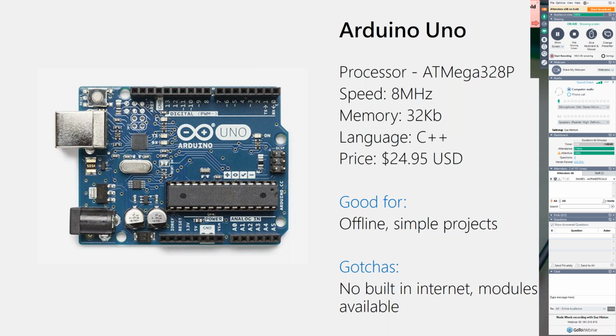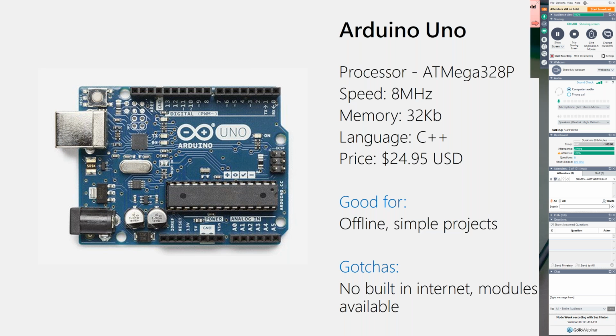So that's great. So what are these particular boards good for? Well, they're good for offline simple projects. You can put them on the internet, but it requires you to buy an additional plug-in module that plugs into the top of it, which is known as a shield, because that's kind of what it looks like once you've plugged it in. And these modules can cost from 50 to 80% of the price of the Arduino Uno board itself. So you will pay a lot extra up front just to get it on the internet.